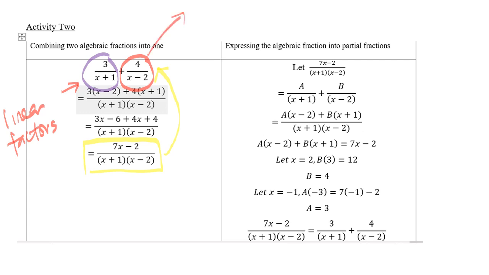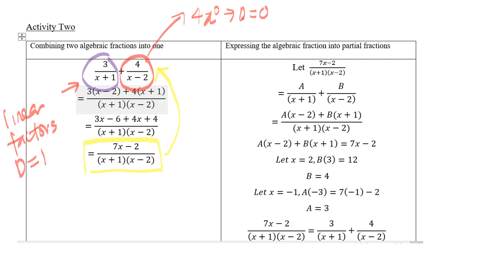That means the numerator is a degree smaller than your linear factor. The linear factor has degree 1, but your numerator is a constant. Let's say 4, you can write it as 4x to the power of 0. This is degree 0.